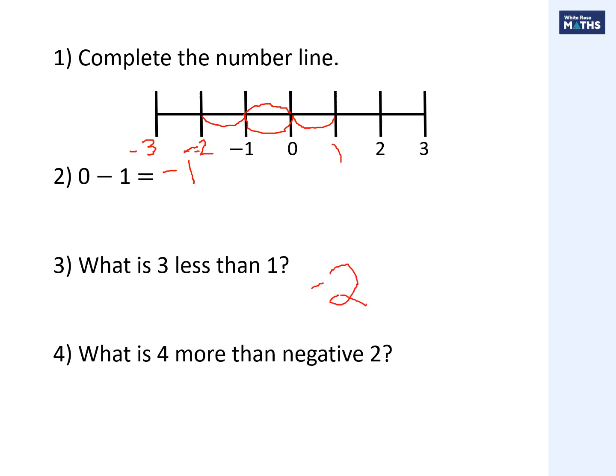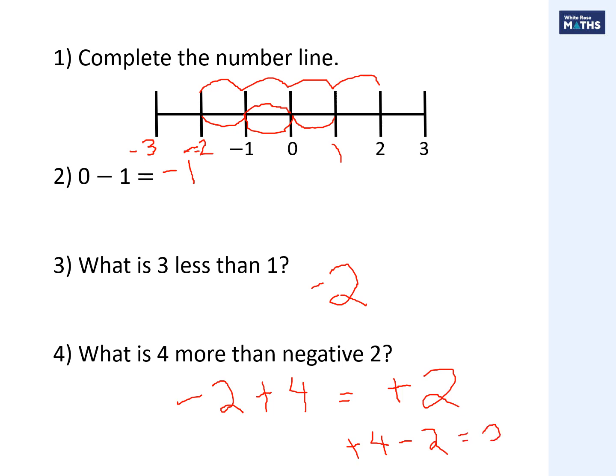Question number 4, what is 4 more than negative 2? So you're doing negative 2 add 4. We start at minus 2 and we add 4, so we go to the right 4. So 1, 2, 3, 4. And we get positive 2, or just 2. It's the same as saying positive 4 subtract 2, which would also work. It's the same as saying 4 take away 2, which is just 2.